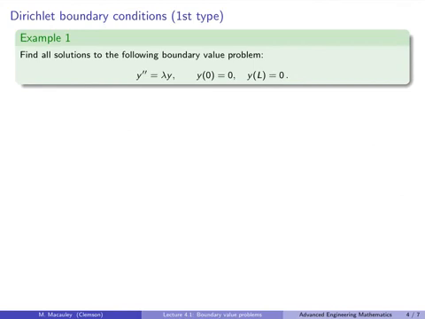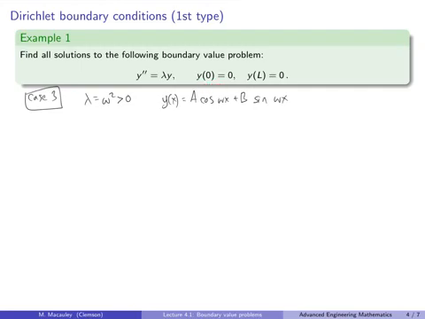It's time for case 3. I had to clear everything because we ran out of room. So case 3 is when lambda is positive. Let's write that as lambda being omega squared, which is greater than 0. And if that's the case, then the general solution is y of x equals a cosine of omega x plus b sine of omega x.